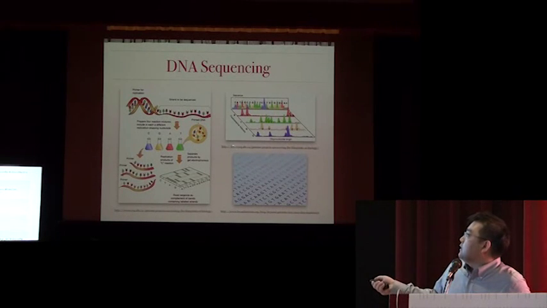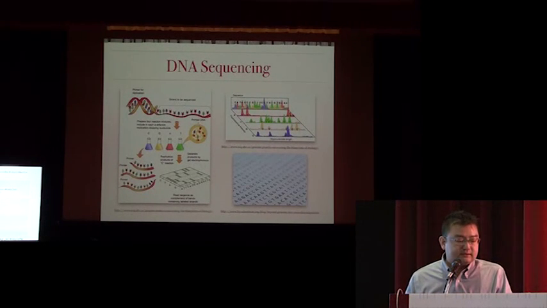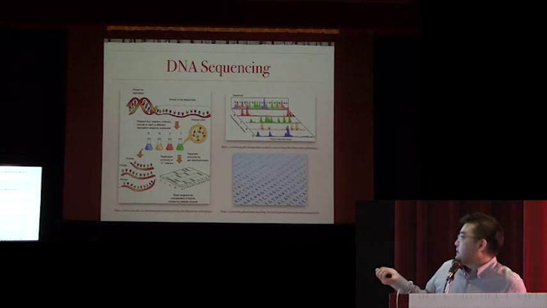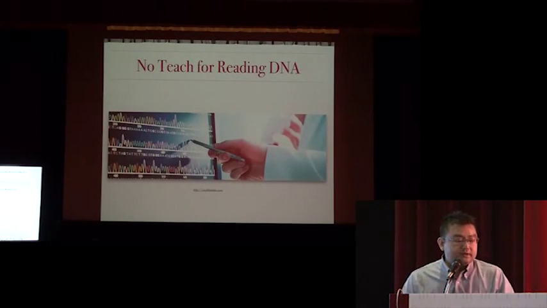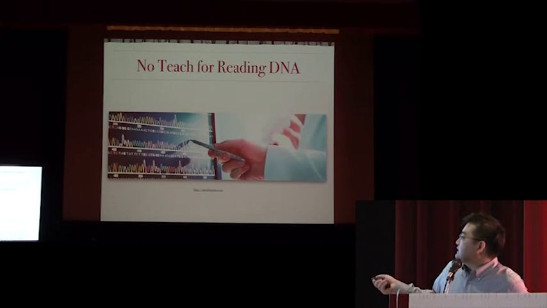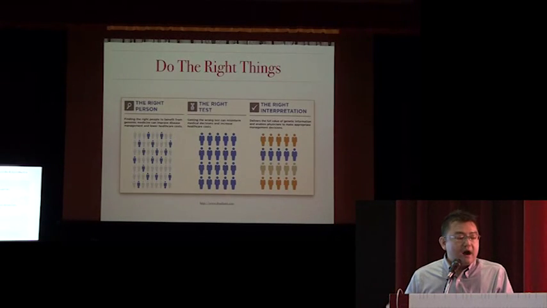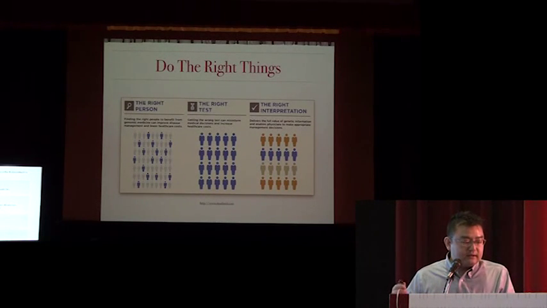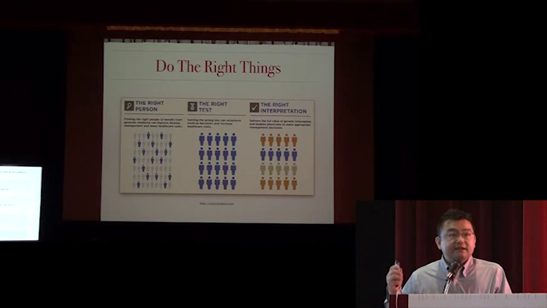This process is called DNA sequencing. So the biologists will do some experiments to get a book of DNA from a specific sample. A specific sample might be a blood sample. Okay, the DNA book is composed of 4 characters, A-T-C-G. I will not teach you how to read the DNA book, but I will tell you how to do the right things. Just choose the right person, do the right test, and the most important one, make the right interpretation.